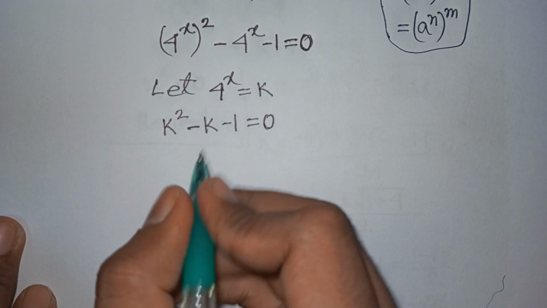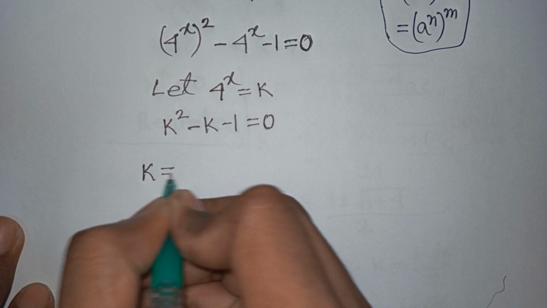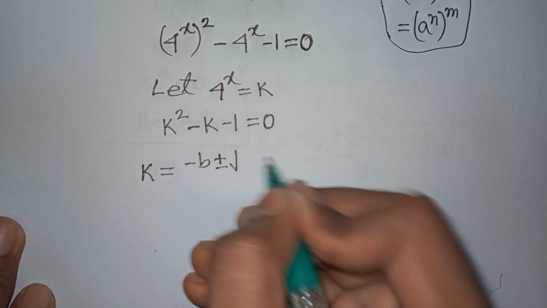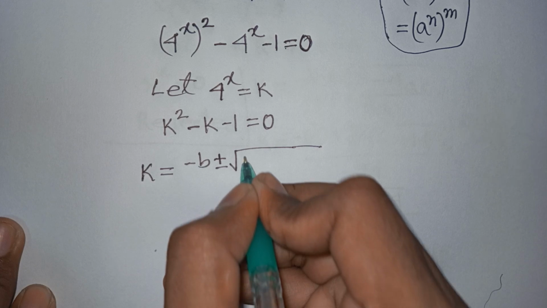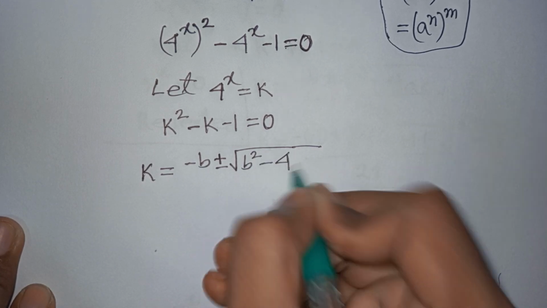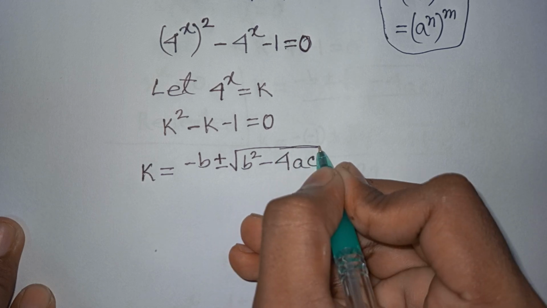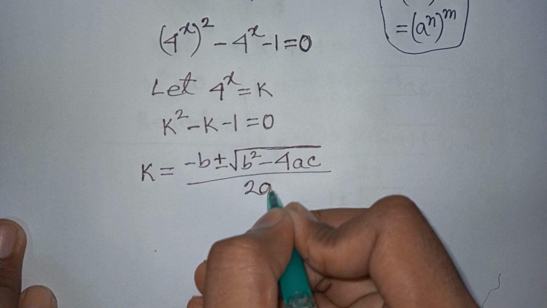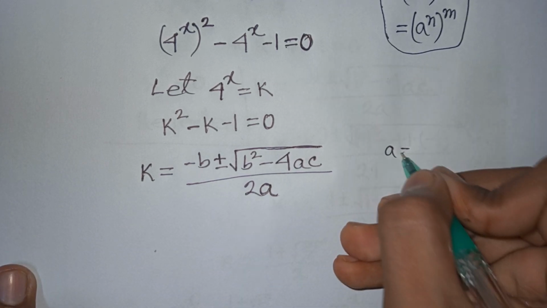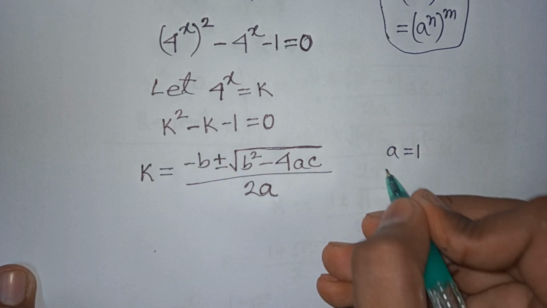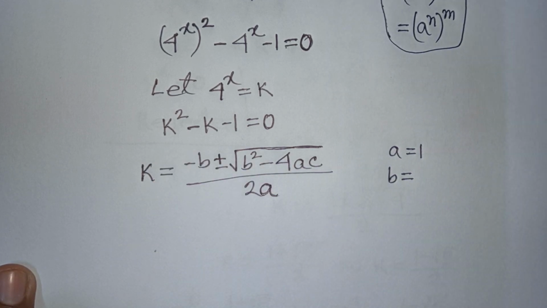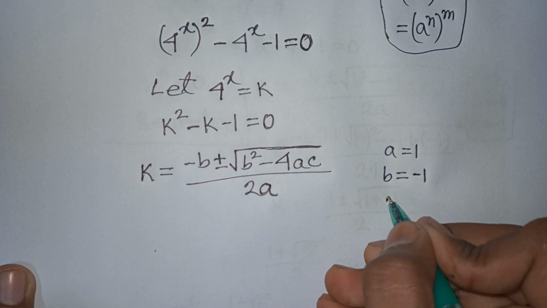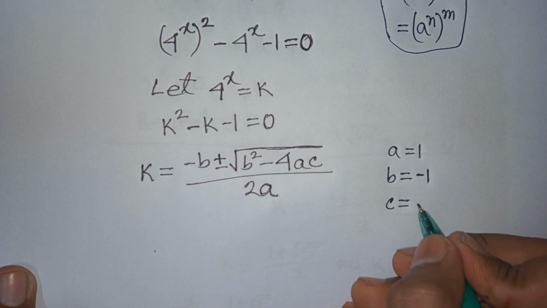Now here we apply the quadratic formula, so you can write here k is equal to minus b plus or minus a square root of b square minus 4ac, divided by 2a. Here a will be equal to 1, b will be equal to minus 1, c will be equal to minus 1.